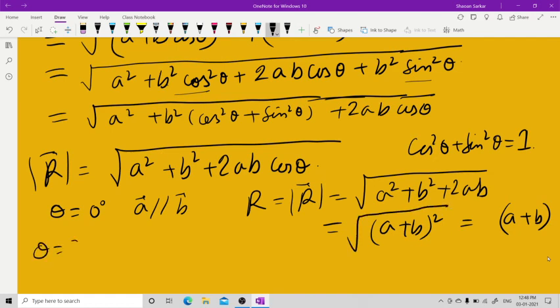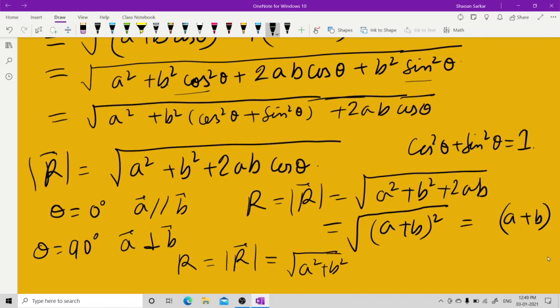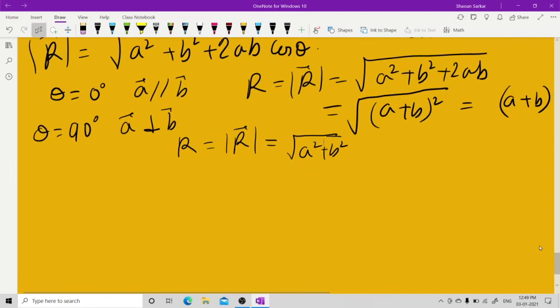Now theta is 90 degree. That means vector A is perpendicular to vector B. Then this R is the same as writing like this. Now cos 90 is 0. This quantity will become 0. So I will only have a square plus b square.